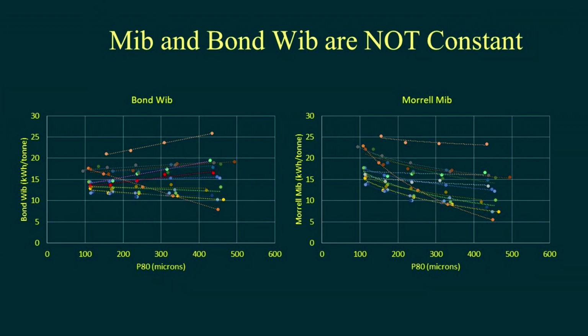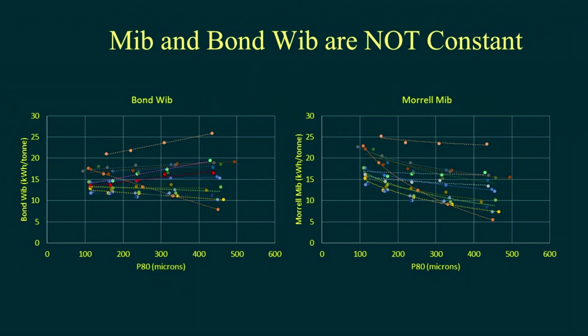Most people, if you talk to them, would say, if it is going to vary with size, what would the Bond laboratory work index do as particle size gets finer? And most people would say it would increase. And there is a very good example for an ore type where you can see the Bond laboratory work index, that orange one, is definitely increasing with particle size.